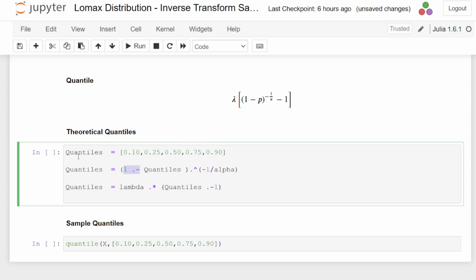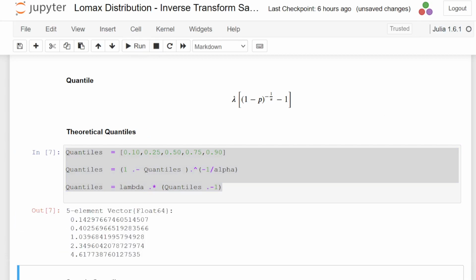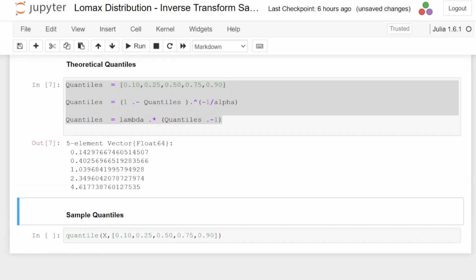So 1 minus p, I'm going to do this in chunks. I'm going to initially set that up in terms of quantiles. And 1 minus the quantiles, so it's 1 minus p, to the power of minus 1 over alpha. And again, you notice the little dots there because these are element-wise calculations, because we're dealing with an array here. Then subtract 1 from that, and then multiply the whole thing by lambda. Okay, so let's have a look at that. And so that's the theoretical quantiles there.